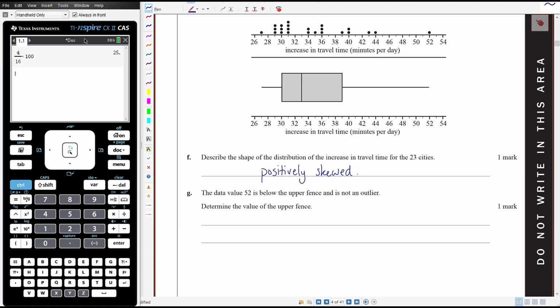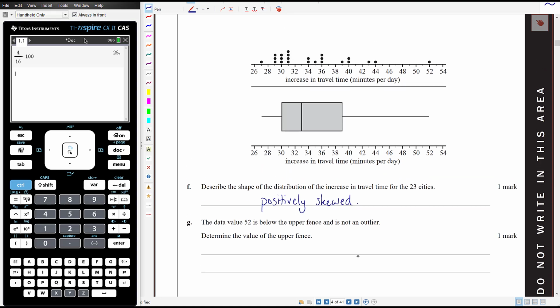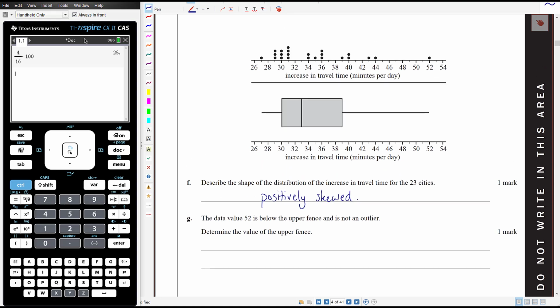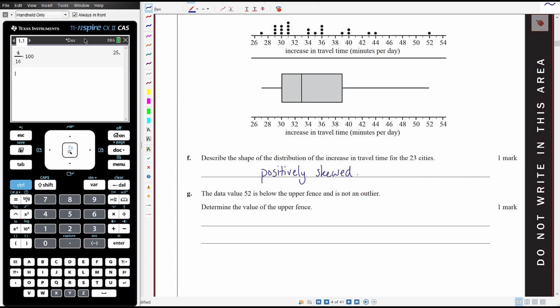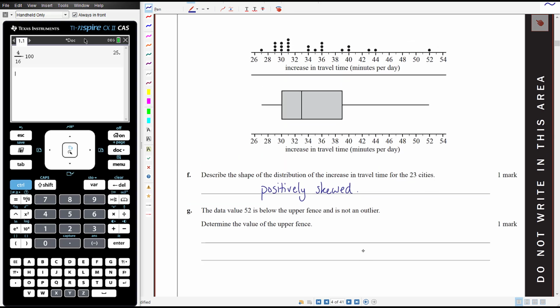Okay, part G, the data value 52 is below the upper fence and is not an outlier, which is what we were seeing the box plot show. Determine the value of the upper fence. Okay, so it's really important. I was going to say we can't read the upper fence off the box plot, but that would be a temptation from people if the box plot showed an outlier, but it's not a temptation here.